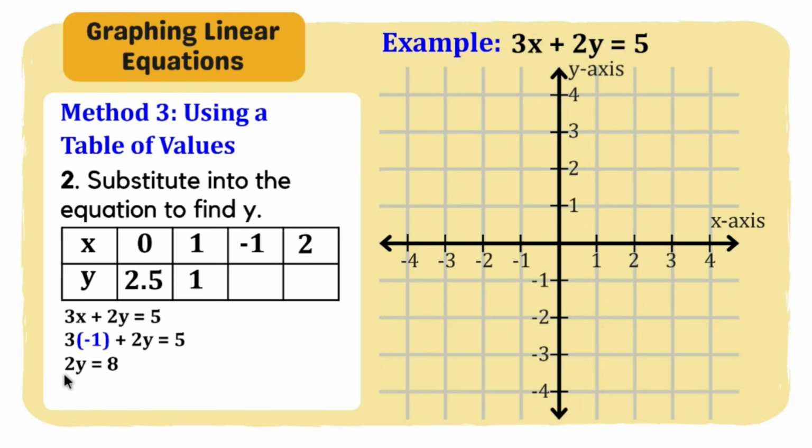So, you divide 2y by 2 para makuha mo ang value ng y. Therefore, 8 divided by 2 is 4. Okay? Therefore, ang partner ng negative 1 is positive 4.